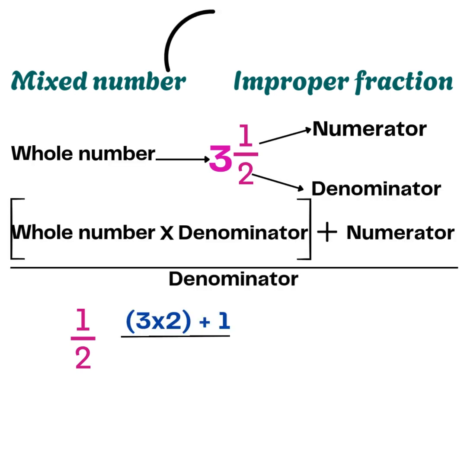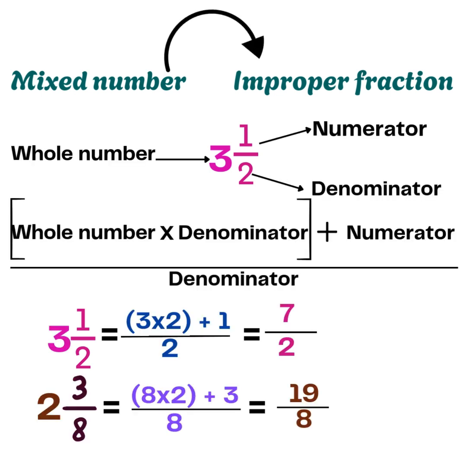Convert a mixed number into an improper fraction. Multiply the whole number by the denominator and add the numerator. Write that answer as the numerator of the improper fraction, keeping the same denominator.